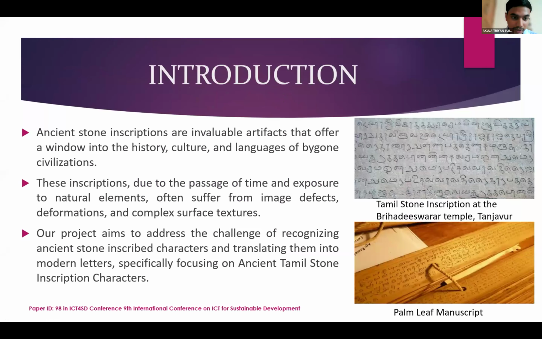Basically, the introduction is that ancient stone inscriptions are the oldest form of writing system. The picture you see on the right is the Tamil stone inscription at the Brihadishwara temple at Thanjavur. This dates back to 2500 BCE. The second one is the palm leaf manuscripts, dated around the 6th century BCE. These are the oldest forms of writing system, as I mentioned earlier. They possess a lot of rich culture and heritage. Hinduism being the oldest religion that it is, it's important to preserve our culture.